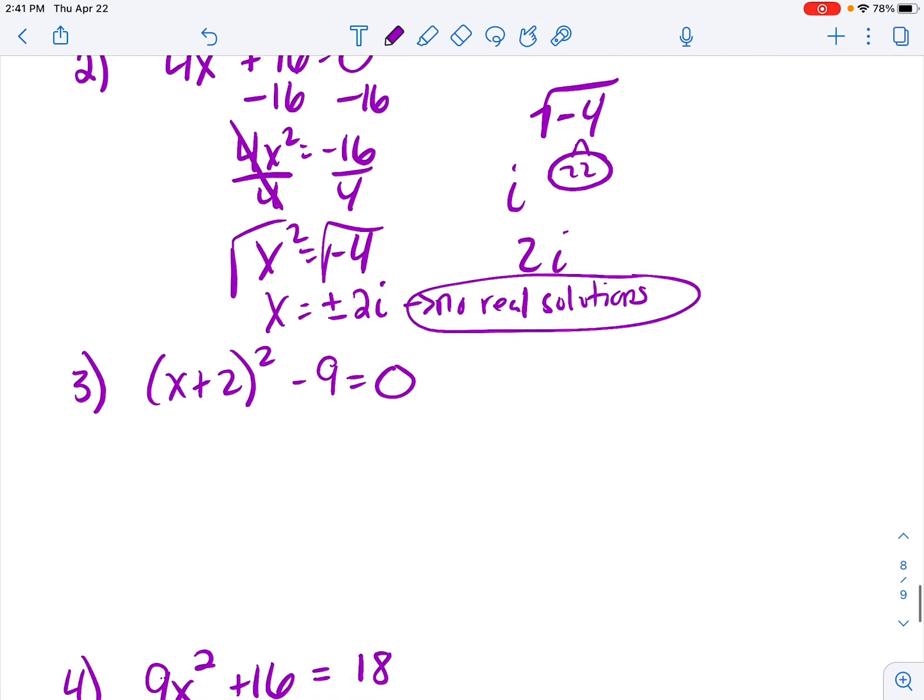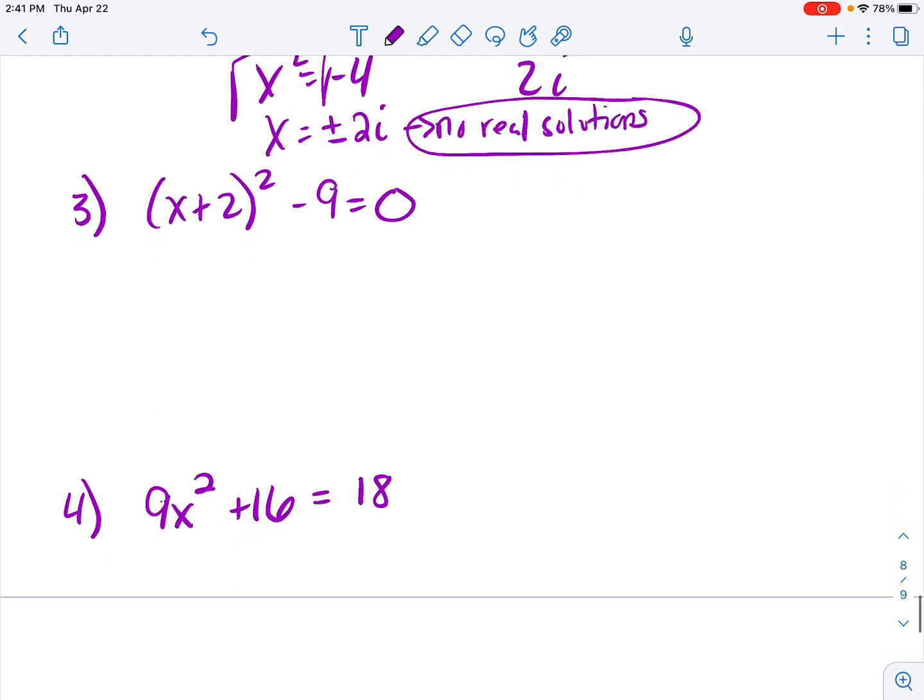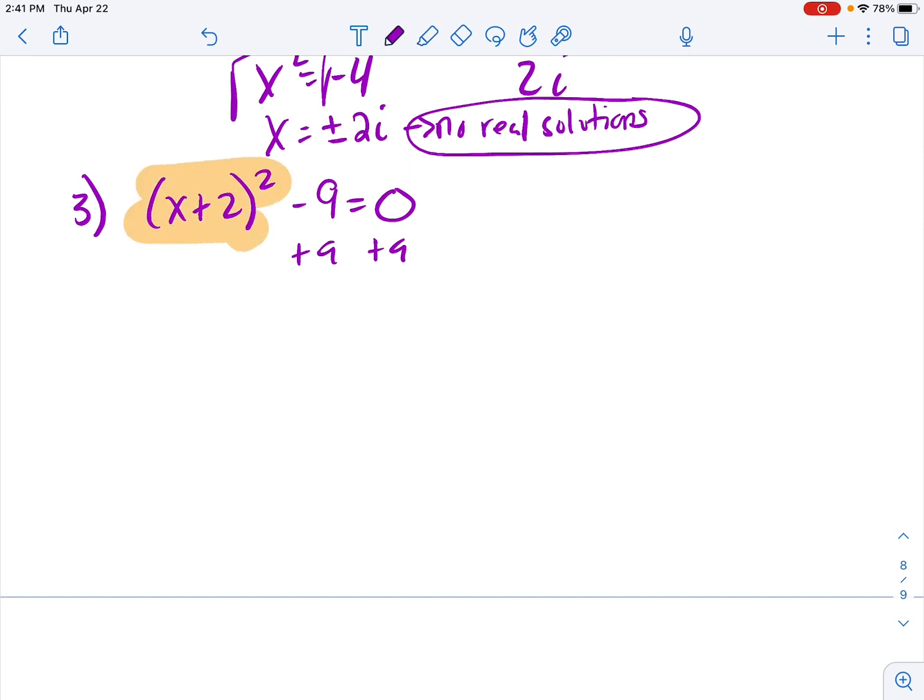Okay, now this third one is where it gets a little crazy. So for the third one, we would have adding our 9, because what we want to do is get this whole chunk by itself. So we have x plus 2 squared equals 9. Now, I cannot solve for the x by subtracting the 2 yet. We have to get rid of the squared since that whole chunk is squared. So how do we get rid of a squared? We square root both sides.